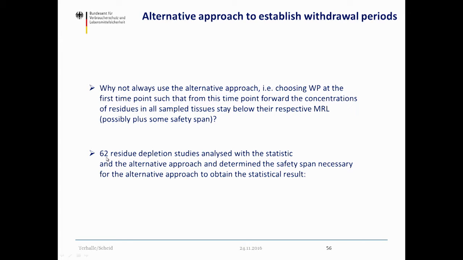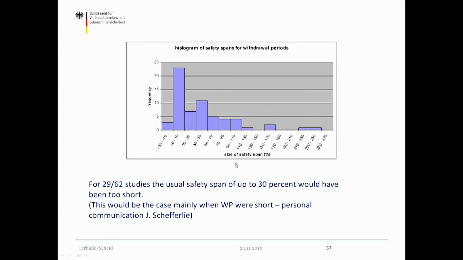So this is an evaluation of 62 residue depletion studies. They were analyzed by the statistical and by the alternative approach, using a safety span. And this is the result. So for 29 of the 62 studies, the usual safety span of up to 30% would have been too short for the withdrawal time. For 1/3 of the studies, and this has been done by Johan Schäferli or colleagues, and this was normally the case for short withdrawal times.